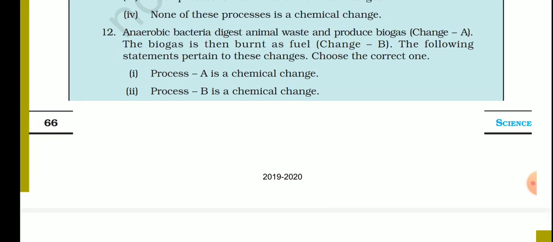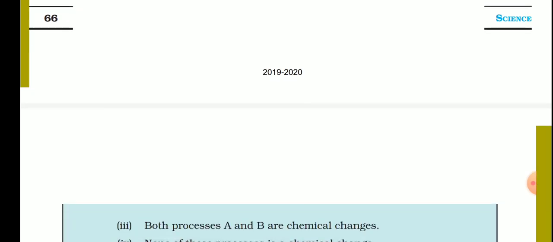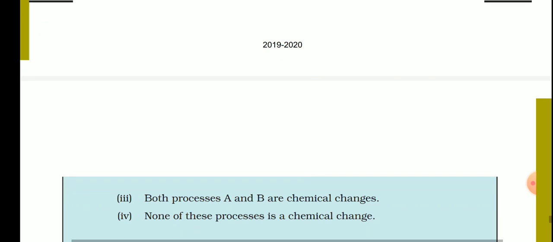Okay, so what is change A? Change A is bacteria digesting animal waste and producing biogas. And the second is biogas is then burnt as a fuel. So definitely change B is again a chemical change. But what about change A now? Is it a physical change? No. This time the digestion is taking place, and we say it is decomposition taking place with the help of enzymes to produce biogas. So change A is also a chemical change. So what will be the correct answer? The correct answer will be the third option, that is both processes A and B are chemical changes.